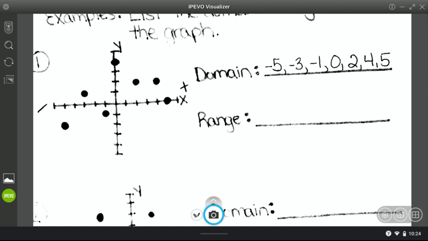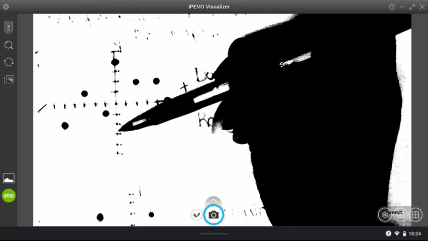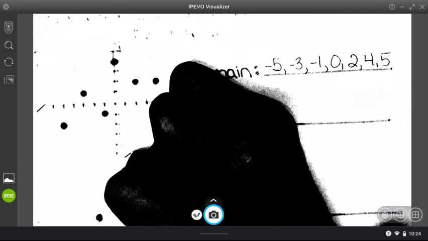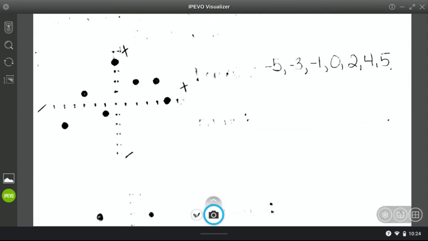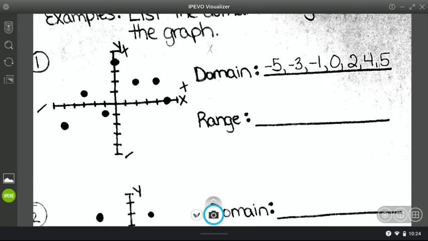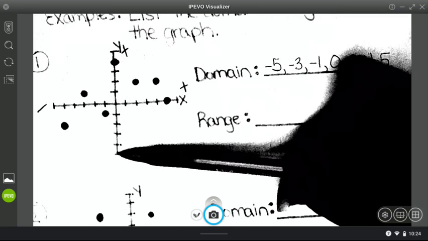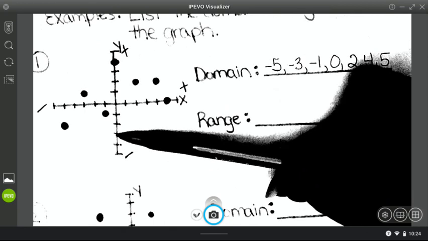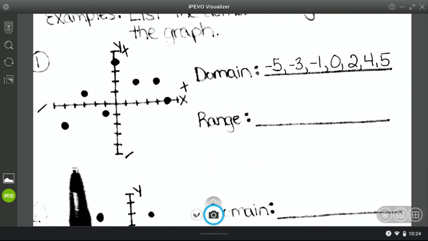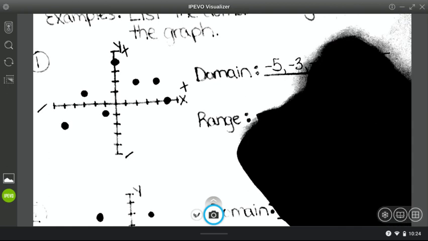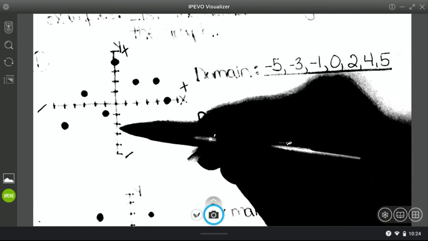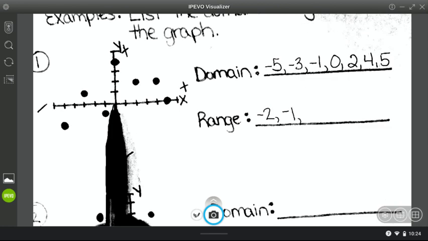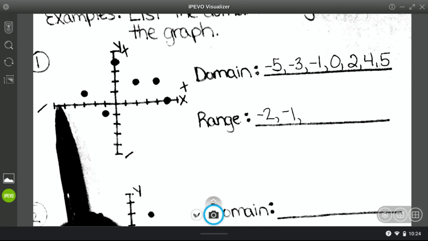All right, so now let's look at the y-axis. Where are the smaller numbers on the y-axis, going towards the top or towards the bottom? All right, the bottom ones are the smaller ones, so we're going to read the y-axis from the bottom up. All right, so do I have any points at -5? -4? -3? -2? Yes. All right, there was a point at -2, so that's my smallest number in my range. Do I have a point at -1? Yes. Do I have a point at 0? Yes.